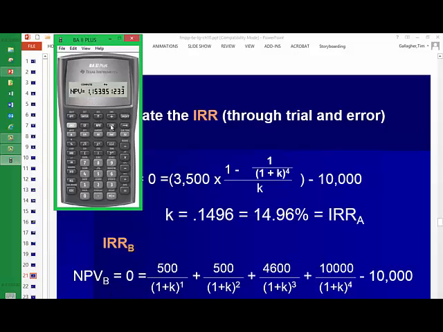All I need to do to get the internal rate of return of project B is hit the IRR key and then compute, and there's the 13.5%. So that was nice, wasn't it?